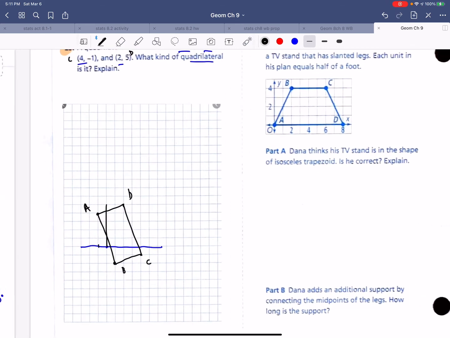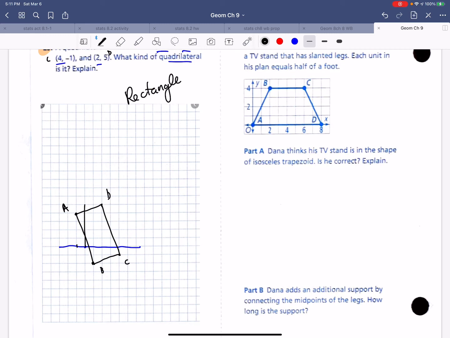It looks like a rectangle. But let's confirm. So rectangles have 4 90s. So let's do that. So we need our slopes to be opposite reciprocals. So the slope of AB is, I went up 1 over 3. The slope of BC, I went up 1 over 3. So right now we got they're parallel, but we're not really trying to find if they're parallel. We're trying to find if these are opposite reciprocals. So the slope of D, this one, DC, is, it looks like I fell 1, 2, 3, 4, 5, 6, and I went over 2. Fell 6 over 2.